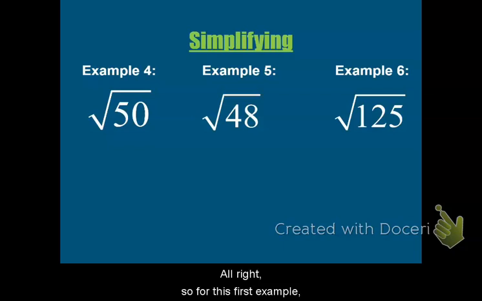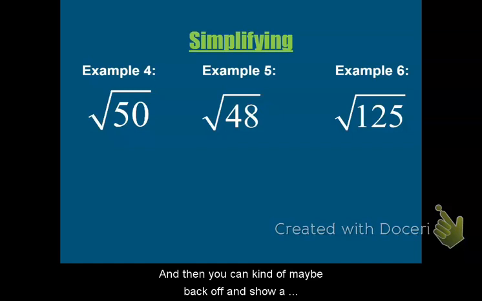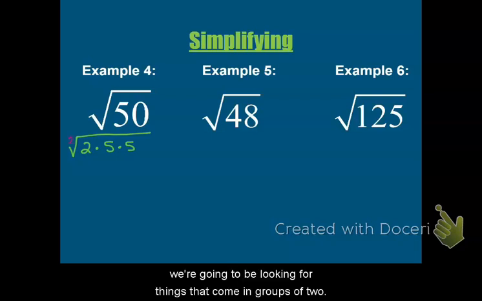All right, so for this first example, example 4, square root of 50, we're going to show a lot of work here, and then you can maybe back off and show a little bit less as you get more comfortable with this. Your first step would be to find the prime factorization of 50, like we did in our warm-up today. So we're going to start by taking 50 and breaking it down as much as we can. For example, 50 could be written as 2 times 25, and then 25 could be written as 5 times 5.